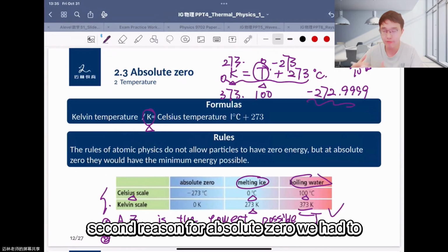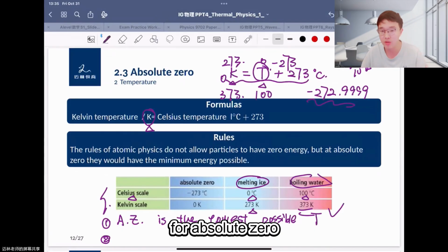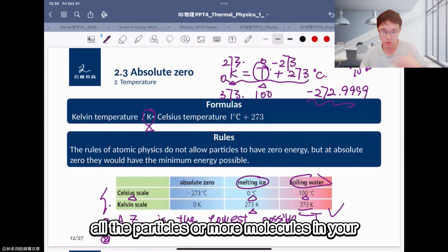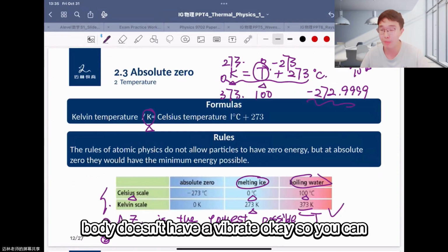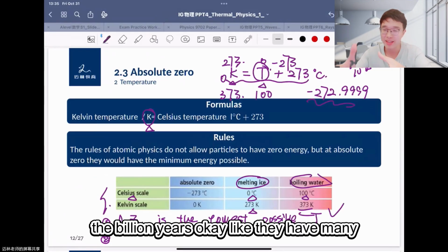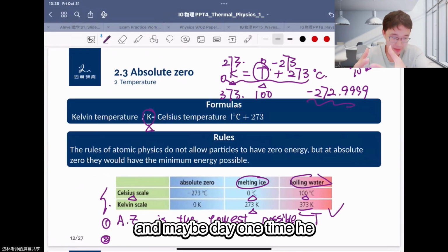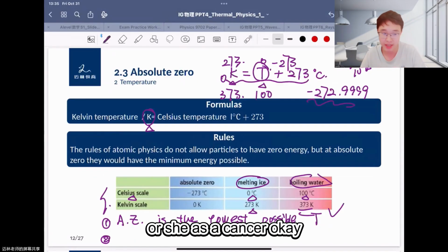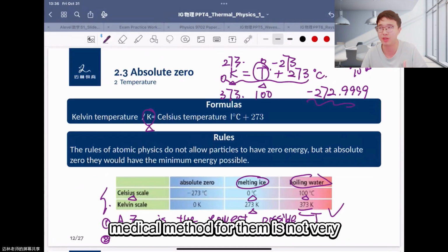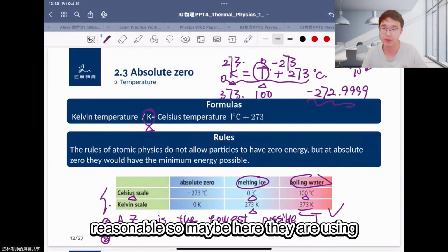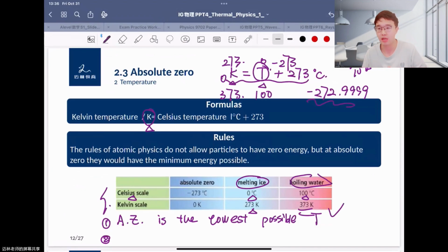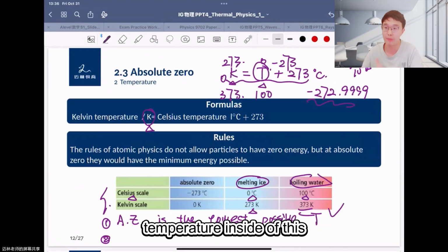Okay, this is the first reason you have to understand. And the second reason for absolute zero: we have to remember that it doesn't mean that all the particles or molecules in your body don't vibrate. You can find some very rich people, like billionaires. They have a lot of money, and maybe one day he or she has cancer and they cannot be cured, because nowadays the medical methods are not reasonable for them. So maybe here they use ice technology to make them sleep in a tube, and in the tube there is absolute zero temperature.